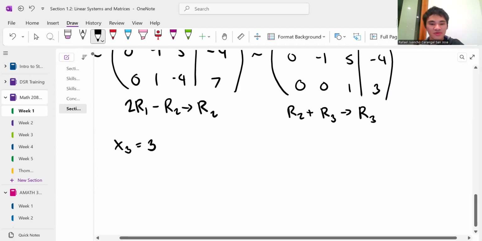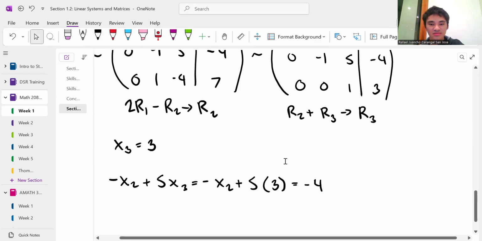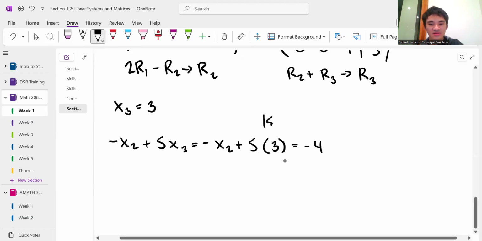So now we go back. We go to row 2. So negative x sub 2 plus 5x sub 3 is equal to negative 4, and I'm going to replace x sub 3 with a 3. So solving this, we get 15, 19, 19.